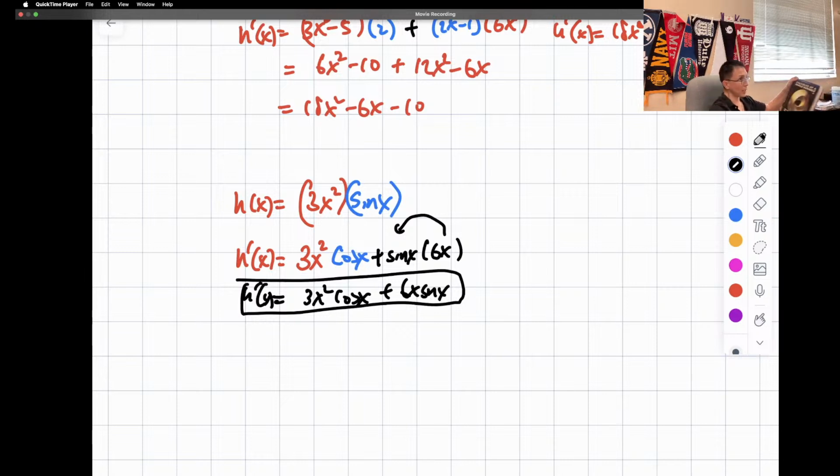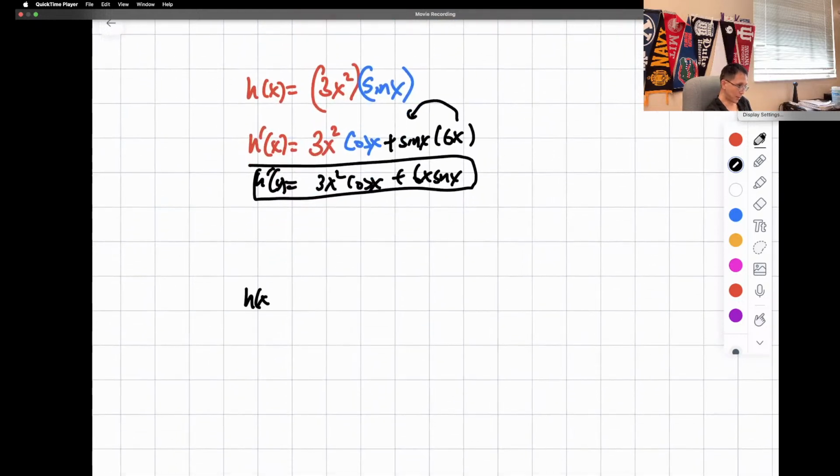Now sometimes you have to recognize when to use a product rule and when not to. So I'm going to give you another question. It's very similar, but with trig functions, and you have to say, okay, this is a point I should use product rule, and this is a point I should not use product rule. So here's the question. h of x is equal to 2x cosine of x minus 2 sine of x.